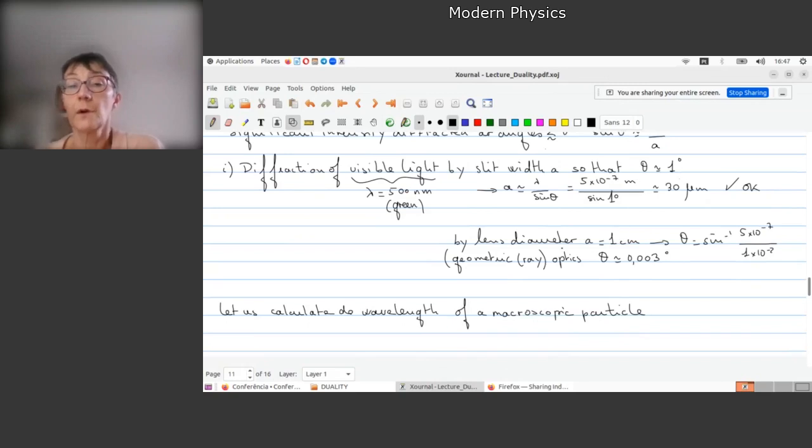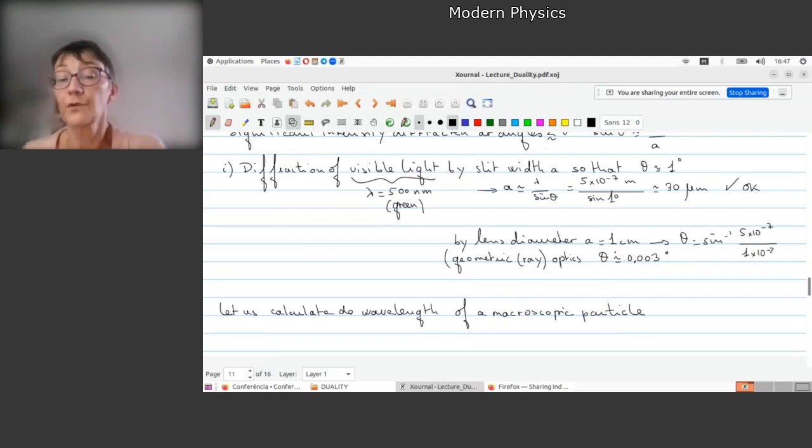And you can put a lens of diameter 1 centimeter. So this is very small. And when you use mirrors, thin lenses, in an optical setup, for example, you have dimensions which are of this order of magnitude, 2 centimeters. And so for the same wavelength, what is the angle where you will be able to observe diffraction? This will be 0.003 degrees. So this is very, very small.